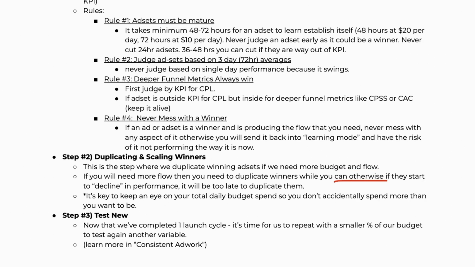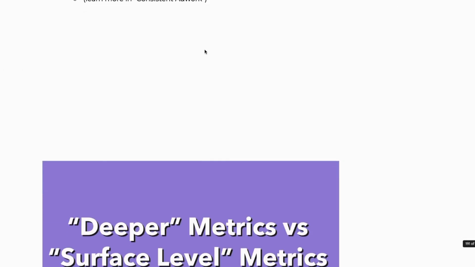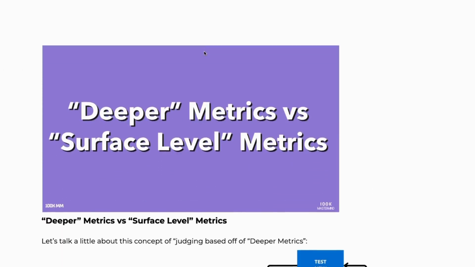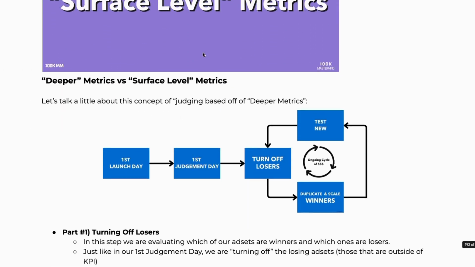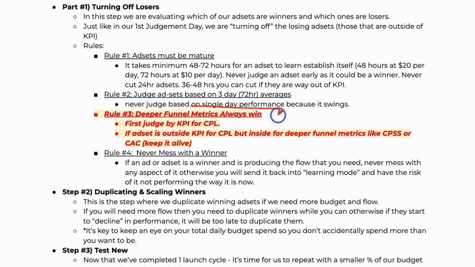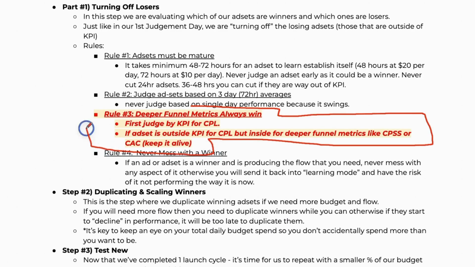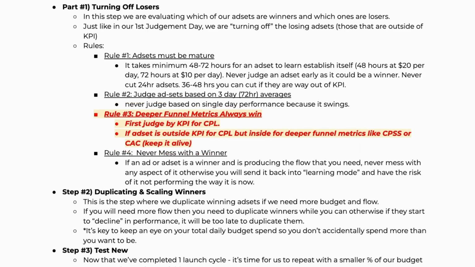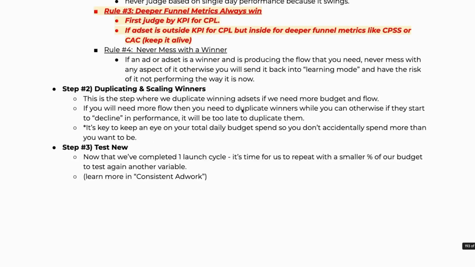So basically what I want to go ahead and talk about right now is deeper metrics versus surface level metrics. Okay, so it's going to be very important. I want to dive into this specific part right here, right? So deeper funnel metrics always win. I want to dive into this specific rule when it comes to turning off losers. And we have talked about this in the past, but now that we've talked about acquisition and profitability, I want to revisit that so that you can understand this as well.